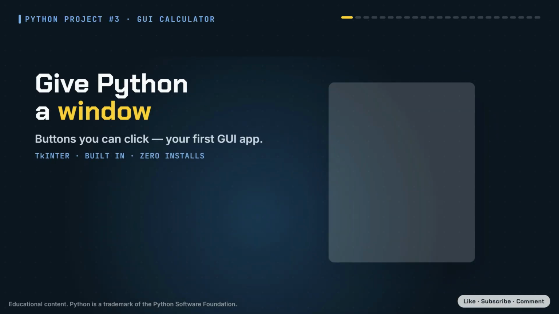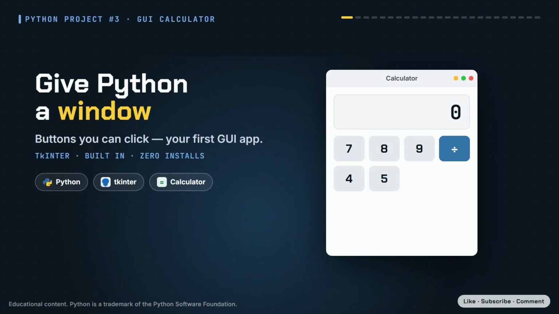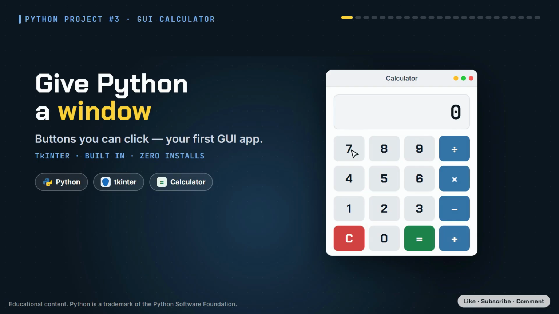Welcome to Python Project 3: GUI Calculator. In this episode, you will build your first app with a real window, buttons you can click, and a display that answers back. No installs needed because tkinter is built right into Python. Let's give Python a window.